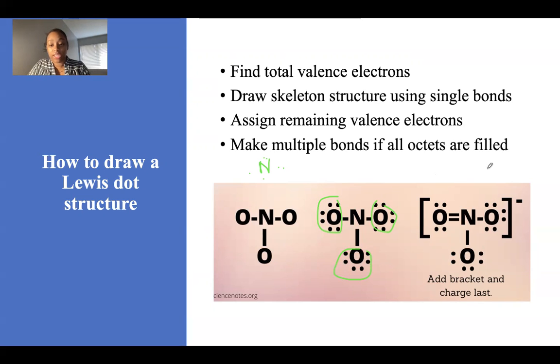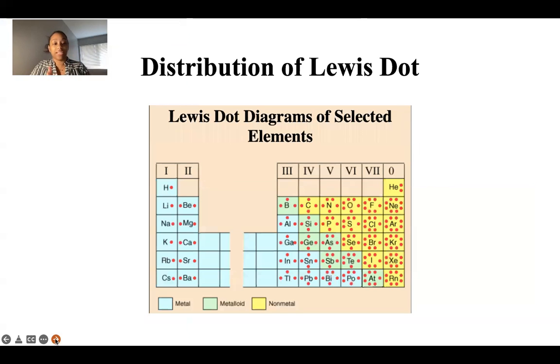Right, so in this case, it would be the first oxygen, which would have the second double bond here, okay? Does that make sense? Okay, awesome. And again, the distribution of Lewis dot structure.